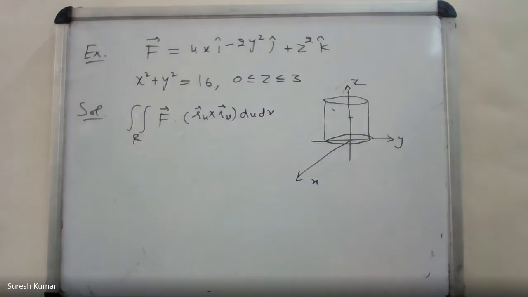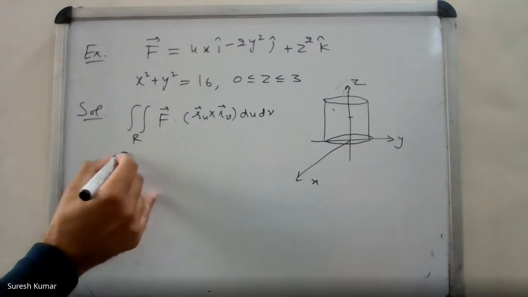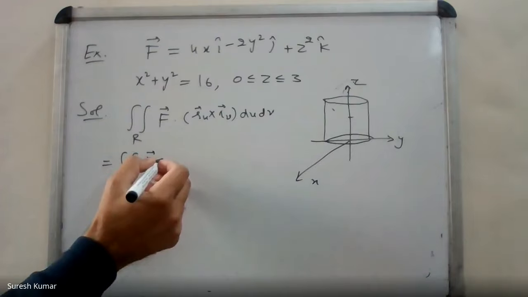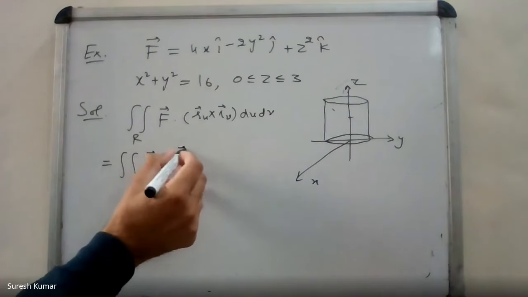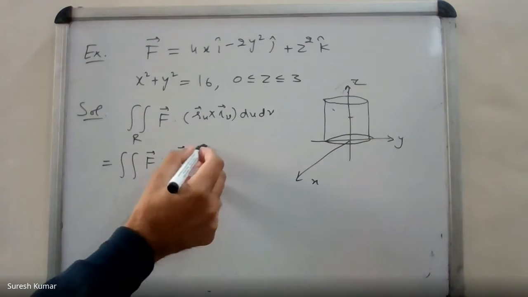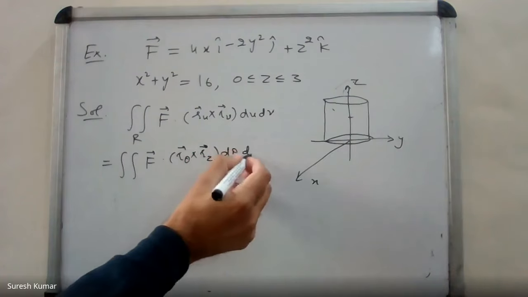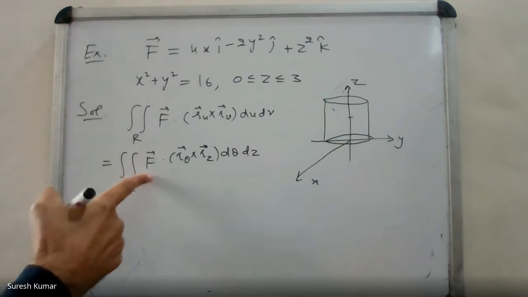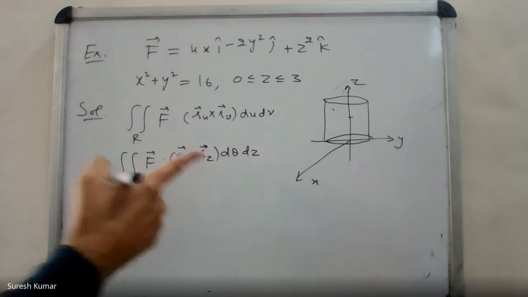What is the surface here? Cylindrical surface, and you know the parameterization of the cylindrical surface, it is r of theta, z. So you will write here r_theta cross r_z d theta dz, where R is the corresponding region in the theta-z plane. Alright, so what do we need here? F on the surface of the cylinder and r_theta cross r_z.